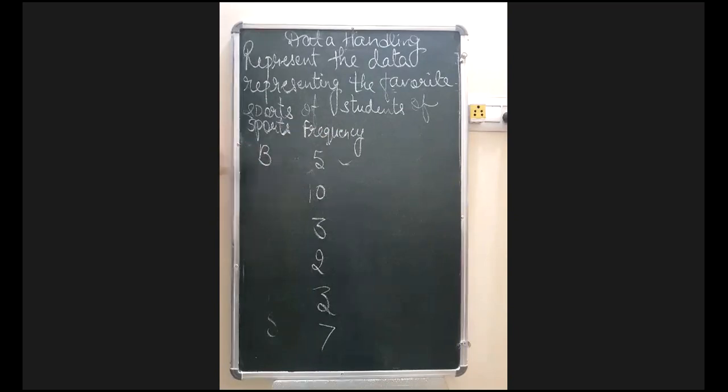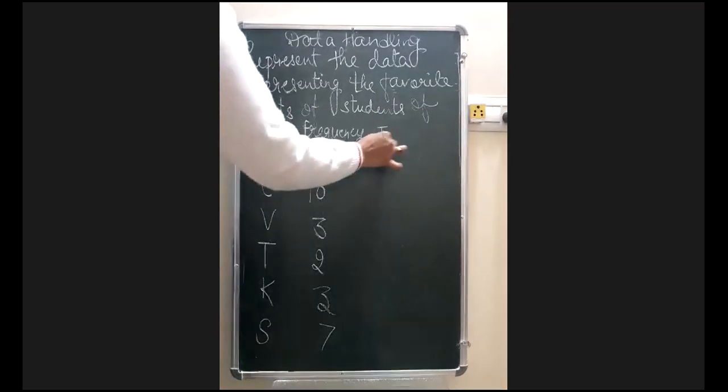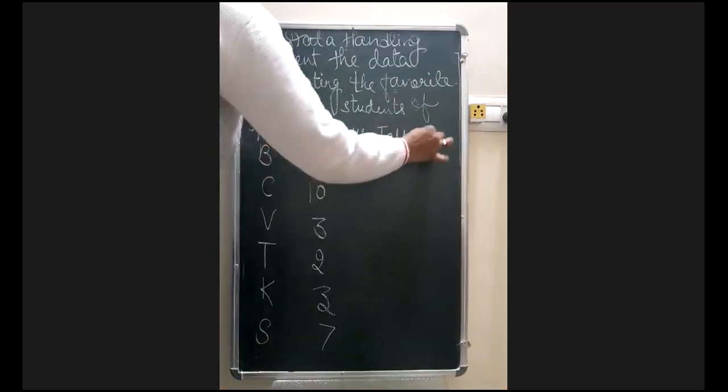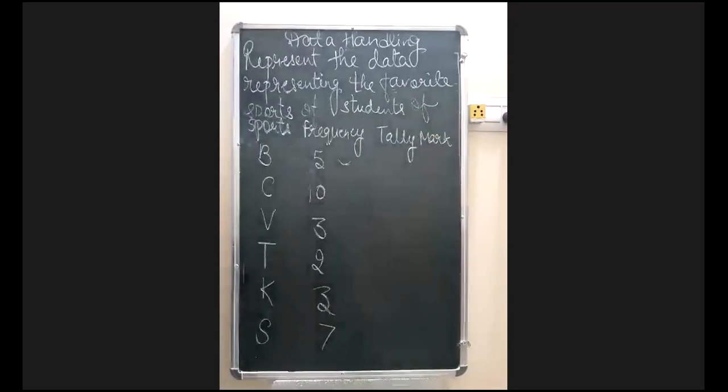I am writing the full name. You have to write it down. Remember, you will write down the full name. So this is here, this one. Now it was V, it was T, it was K, and this is S now. So now sports I have written in one column, the second column I have written frequency, and now the third column will be for the topic, tally mark. So here I'll write it down: tally mark.